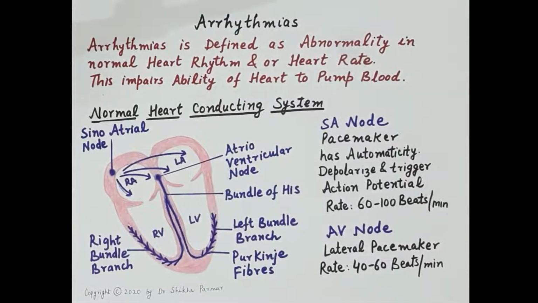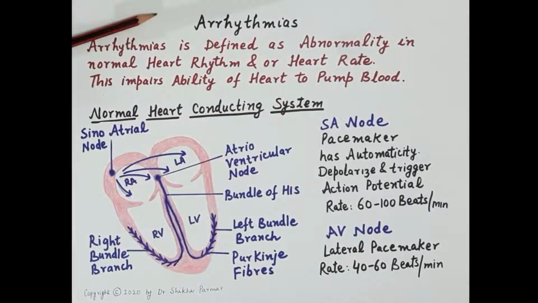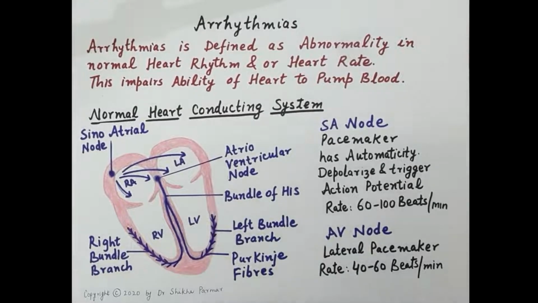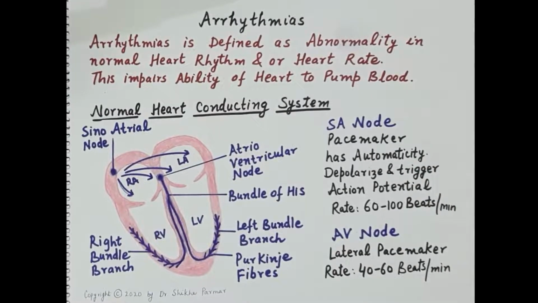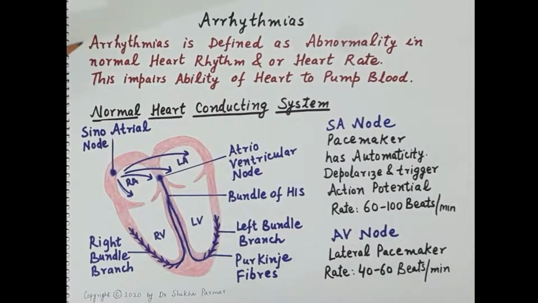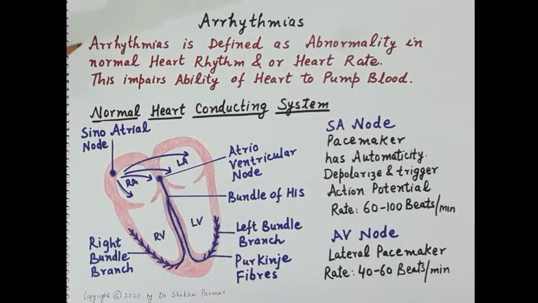Hello students, in today's session we'll discuss what arrhythmias are, the pathogenesis or mechanisms of arrhythmias, and the types of arrhythmias. Now first let's talk about arrhythmias. Arrhythmia is defined as an abnormality in the normal heart rhythm or the heart rate.